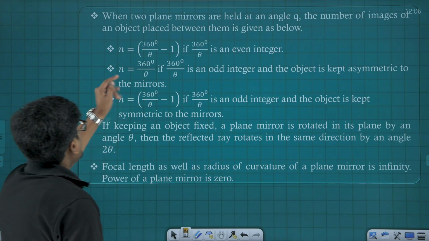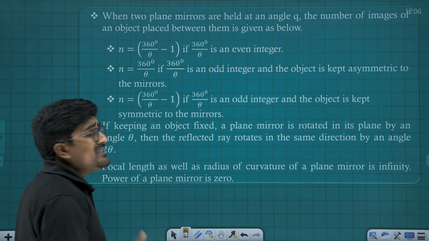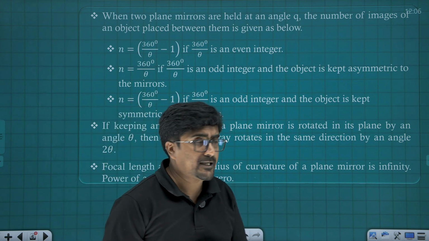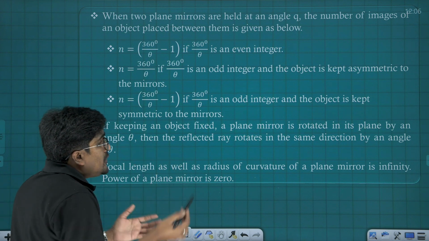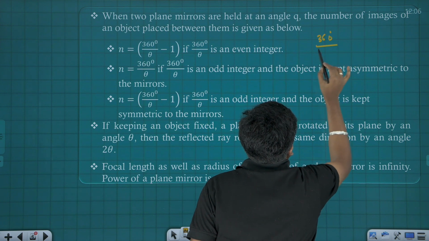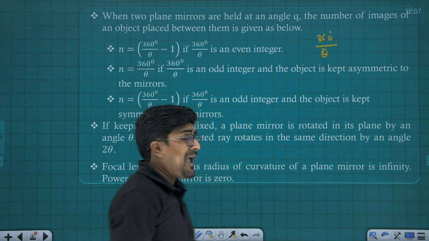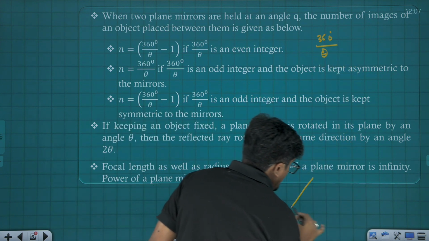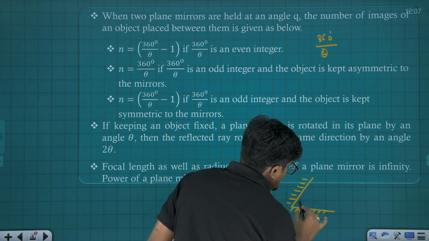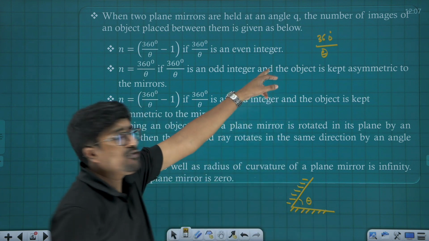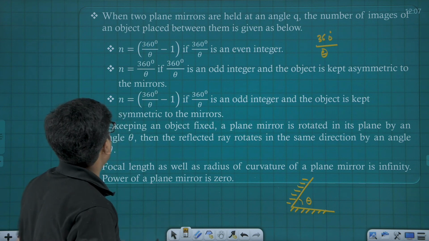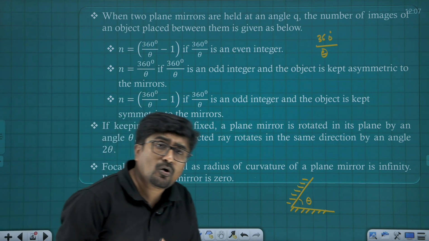Alright, moving to the next slide, that is all about the number of images that can be formed by two plane mirrors kept at an angle of theta. So basically what we do is take the ratio 360 degree divided by angle theta. This is mirror number 1 and this is mirror number 2. These two mirrors are kept at an angle of theta. So first of all, we take 360 degree divided by theta and we check whether it is an even number or an odd number.